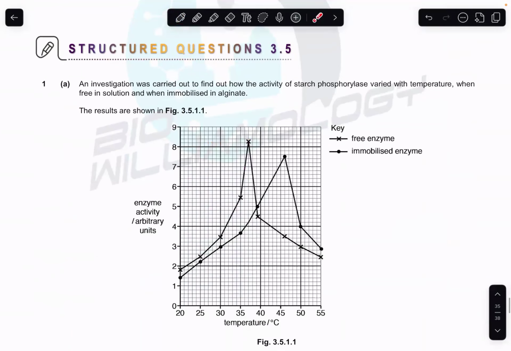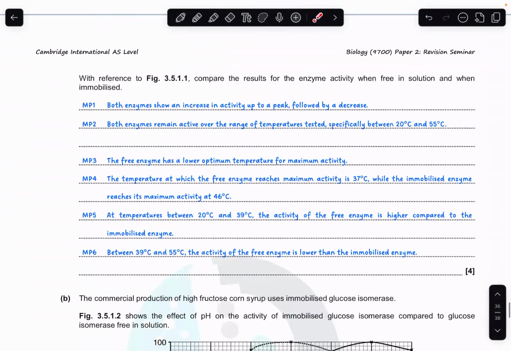So we can see the two graphs here. One indicates the free enzyme, another one indicates the immobilized enzyme. All right. So with reference to figure 3.5.1.1, compare the results, activity when free in the solution and when immobilized, right? In this case, we just need to describe the result, we don't need to provide the explanation, okay?